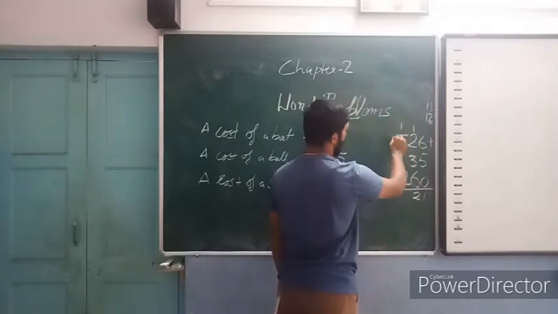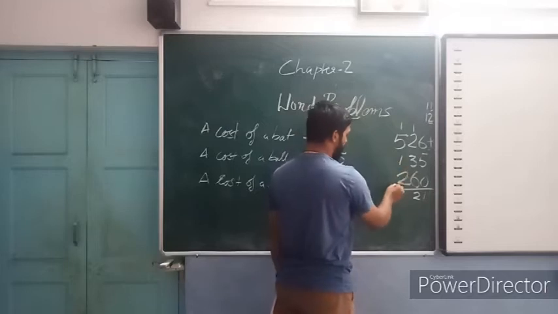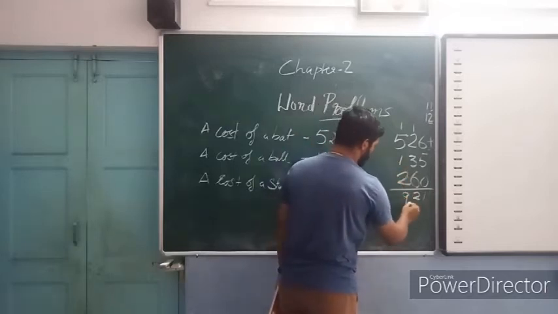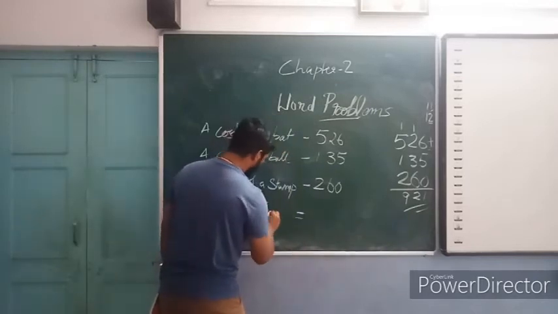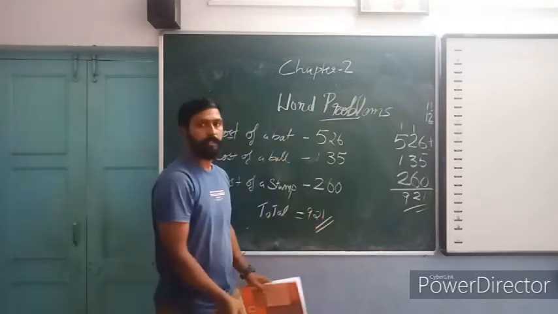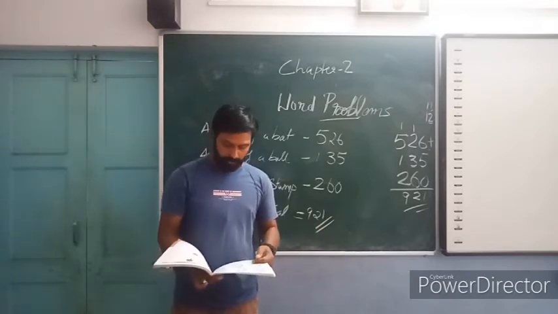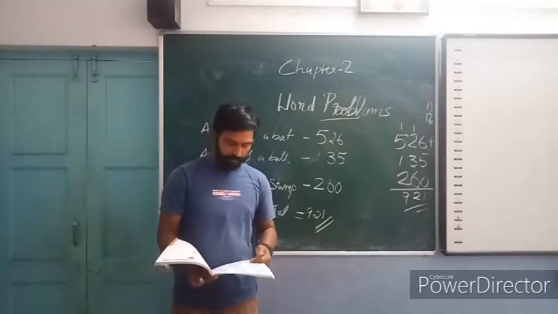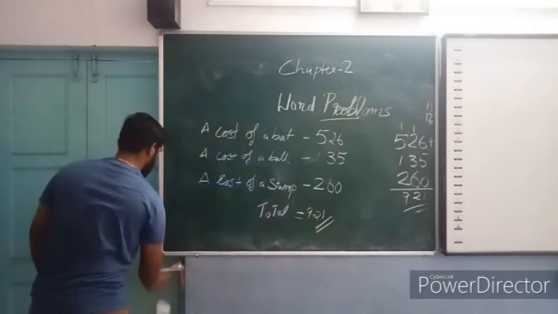So now 5 plus 1 is 6. 6 plus 1 is 7. 7 plus 2 is 9. So the total cost is 921 rupees. Okay, this is how we do a word problem. So let us try to find out another example. So let us look into another example.